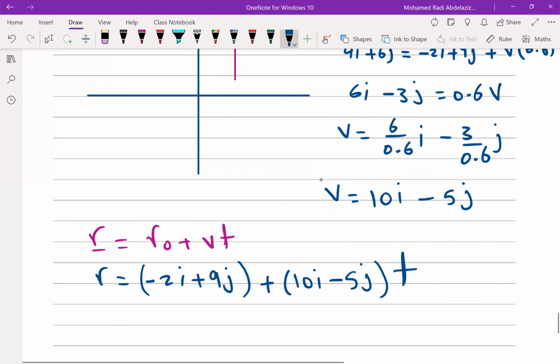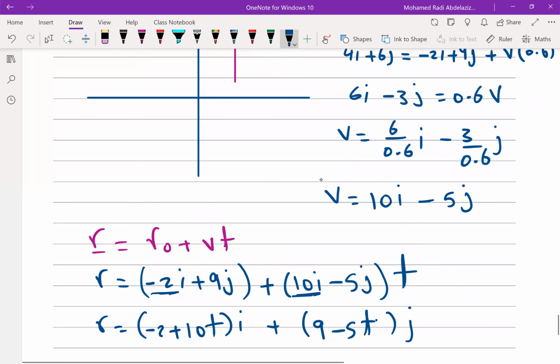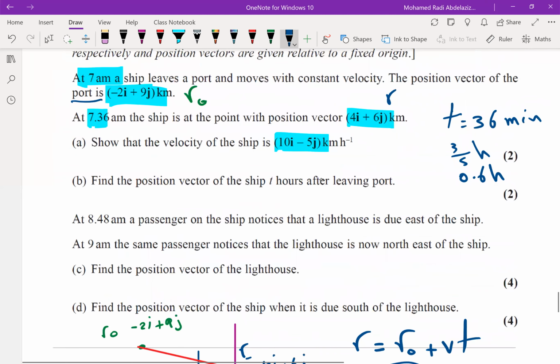This is the final position. You can get the i component and the j component in terms of t: for i, -2 plus 10t, and for j, 9 minus 5t. This is part B, the position vector of the ship t hours after leaving the port.